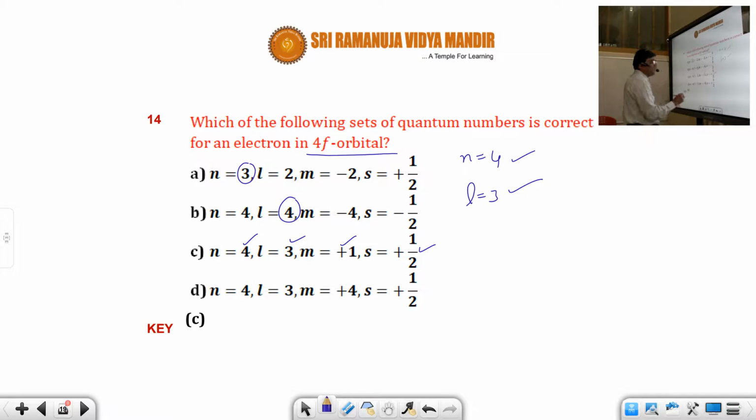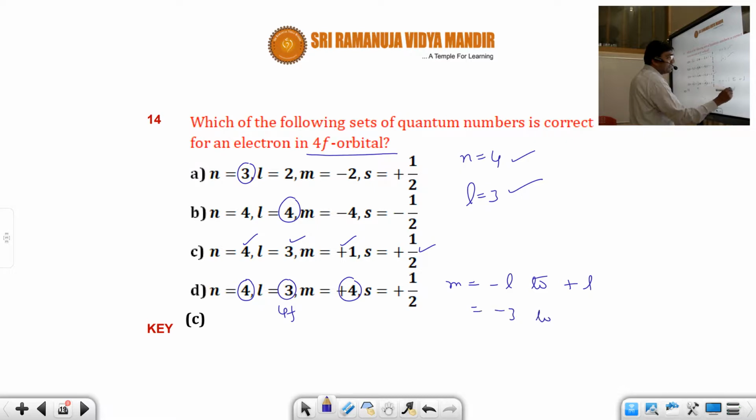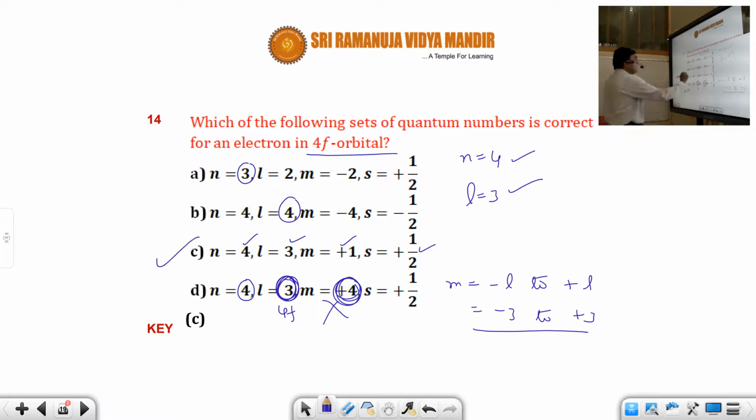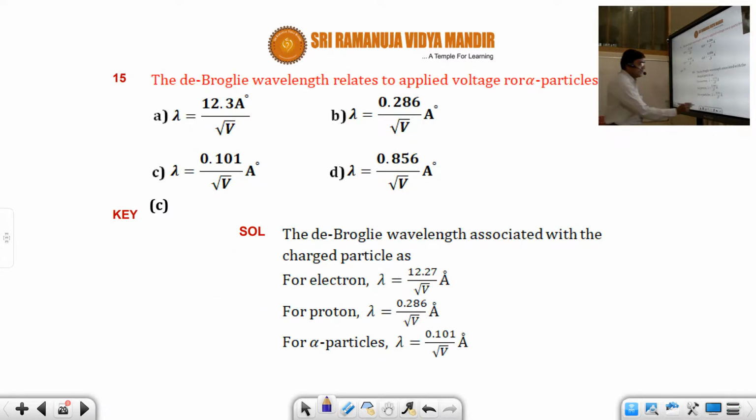Now let us take the third one. n is equal to 4, fine. l is equal to 3, 4f orbital, fine. But the m value cannot be this. The m value ranges from minus l to plus l, that means minus 3 to plus 3 should be there. Here the l value is 3 only, but the m value is given as plus 4. So it is wrong. So C is the answer. I hope you understood how to solve this type of numericals.